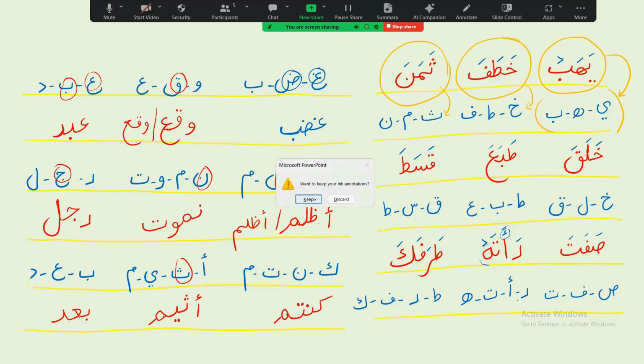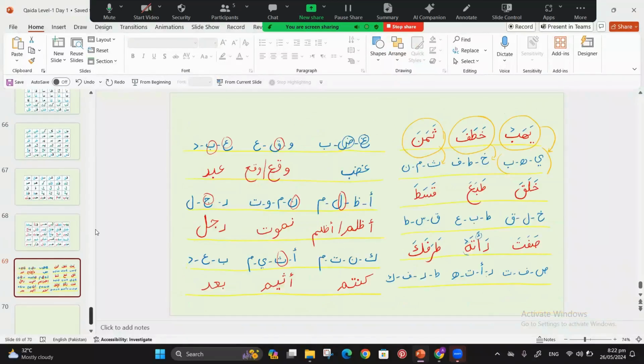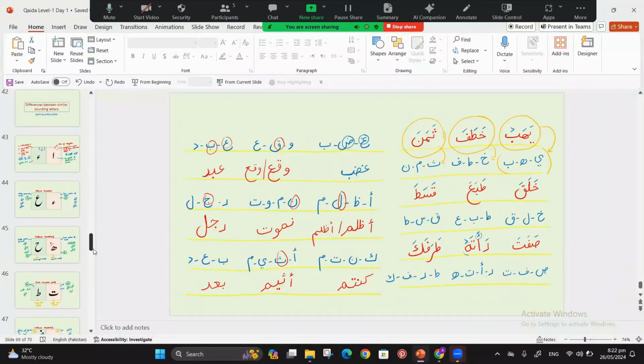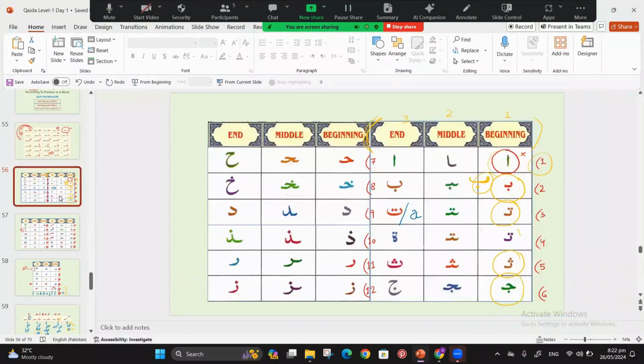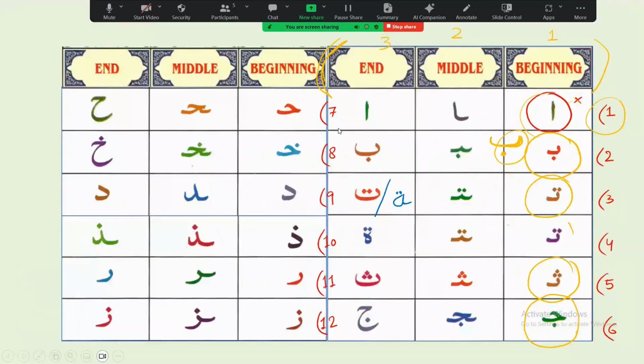Let me tell you how you are supposed to practice as well. The other way, sister, is that you use this chart in front of you, showing how any alphabet might come in the beginning, in the middle or at the end. You can keep these tables in front of you, and then form words with the help of these letters.